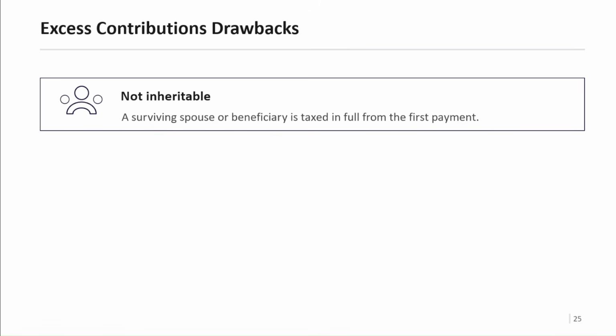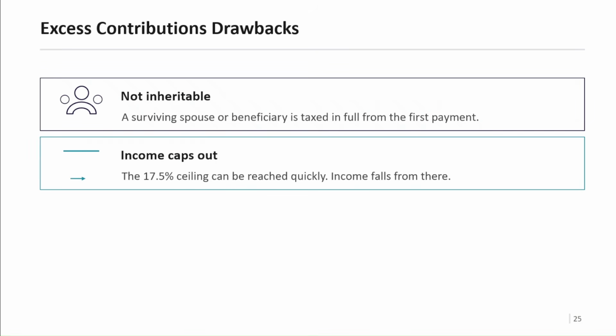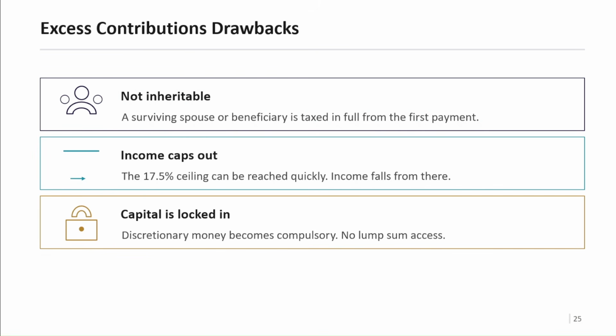So just my final slide, and then we'll head over to some Q&As, is so what are the drawbacks of doing the excess contributions as a purposeful strategy? Is that the excess contributions aren't inheritable for tax exemption. The income will eventually cap out. So you're taking flexible cash, you're putting it into a product that is restricted, as Nick mentioned earlier, and at some point that 17.5% is going to be hit unless you're just drawing a minimum income throughout. Your capital's locked in, so you're no longer discretionary. You've moved your money into a compulsory environment, and you don't get ad hoc lump sum withdrawals as an option.